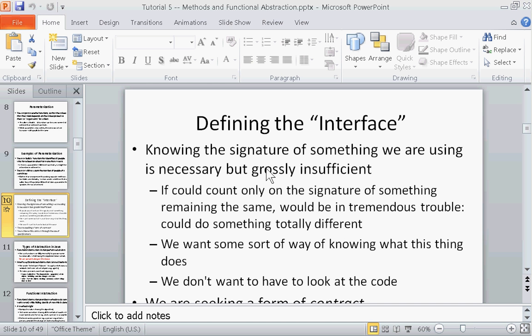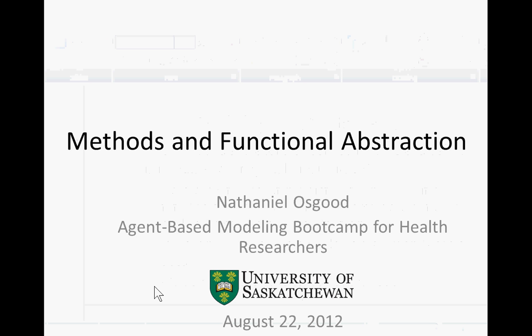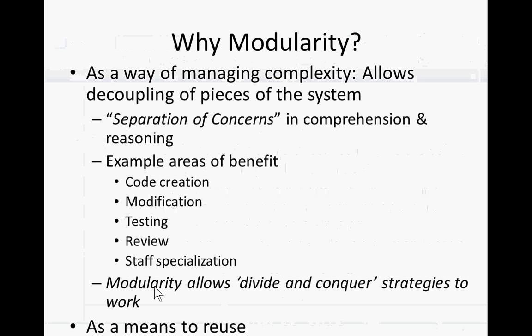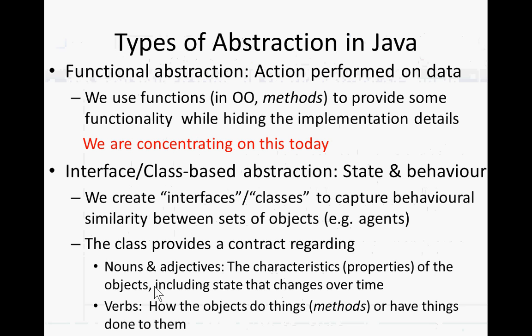Let's talk about abstraction. When we say we abstract, we'd like to capture generality within computer science. We don't like to see repeats of things. When we have a class that provides similar functionality to another class, we want to abstract it so that we have a more general notion that we can reuse in many cases. There are two ways of doing this. We're going to be talking right now about functional abstraction. We use functions to provide some functionality while hiding the implementation details. This is what we're doing this session.